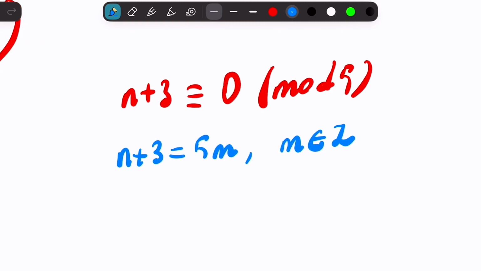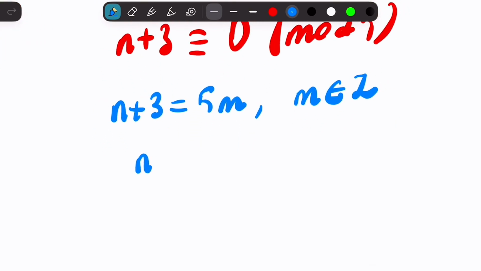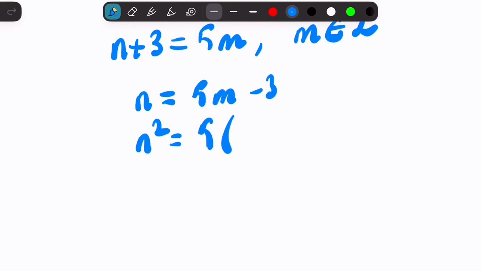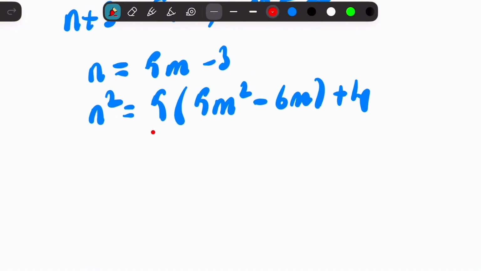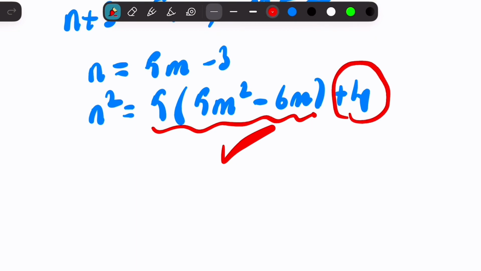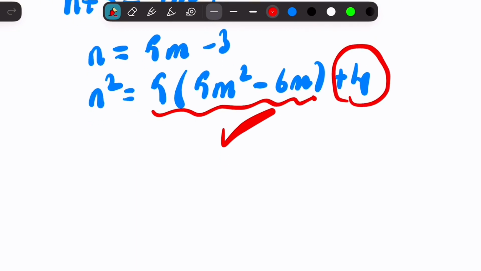If I continue a little more, you have to show it like this in the exam. The number n is 5 times m minus 3. If I square this expression, it's 5 times in brackets, 5 times m squared minus 6 times m, close the parenthesis, plus 4. Now, if you pay attention again, this will definitely be a multiple of 5. But what about the remainder here? The remainder of this number will be 4 divided by 5.